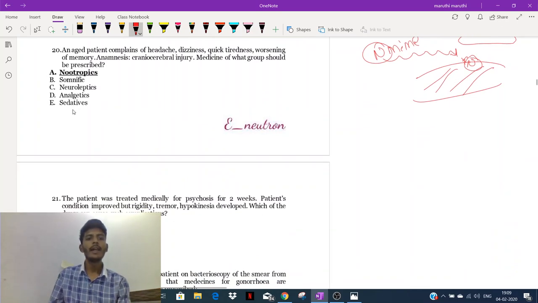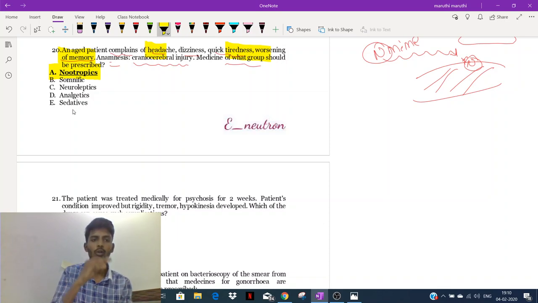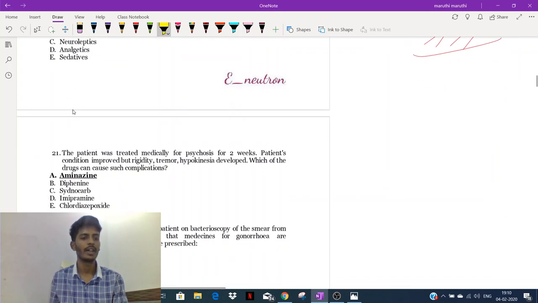Okay. Now, an aged patient complains of headache, dizziness, quick tiredness, worsening of memory. In anamnesis, the patient had craniocerebral injury. What medication group should be prescribed? We need to increase the brain metabolism for this person to help him overcome the headache, tiredness, and worsening of the memory. We can increase brain metabolism by a drug called a nootropic. Nootropics are the group of drugs which increase brain metabolism. Clear? So this is the story of nootropics. Chalo, let's go to the next question.